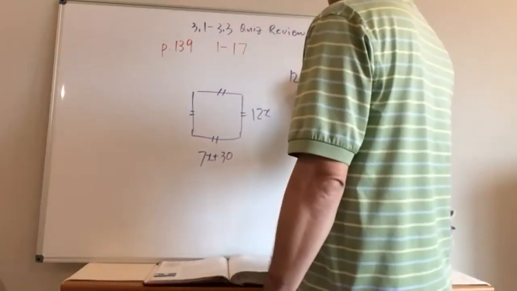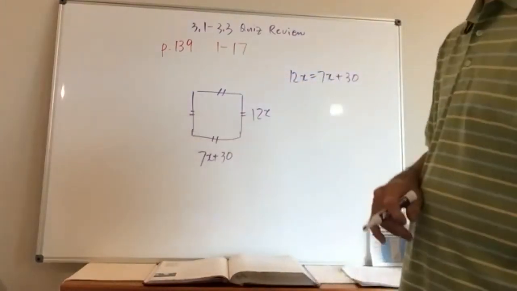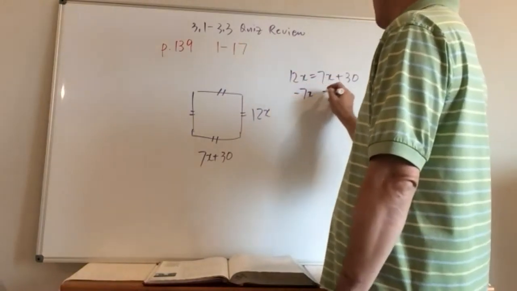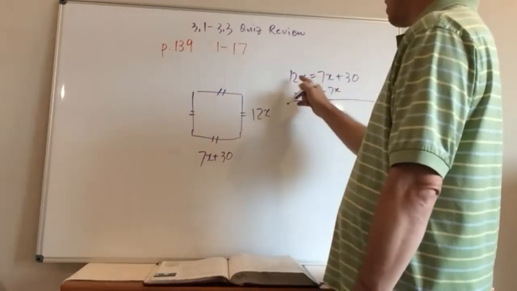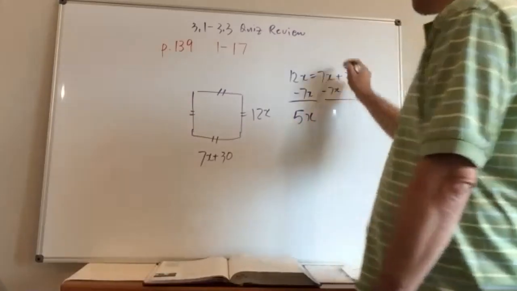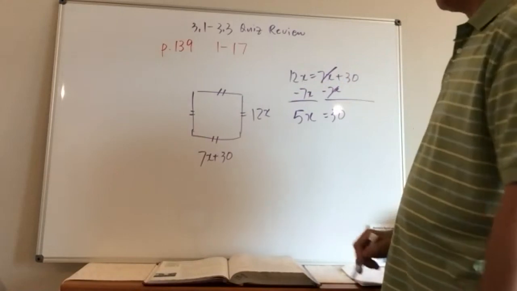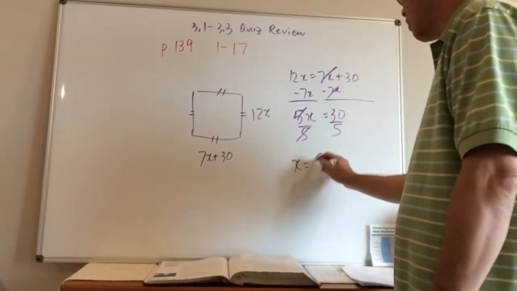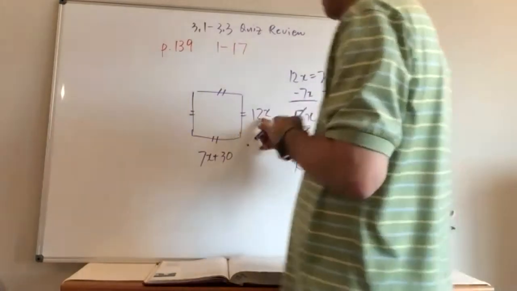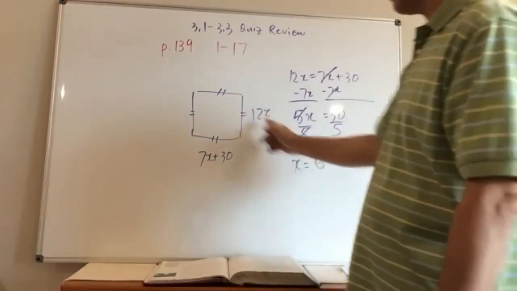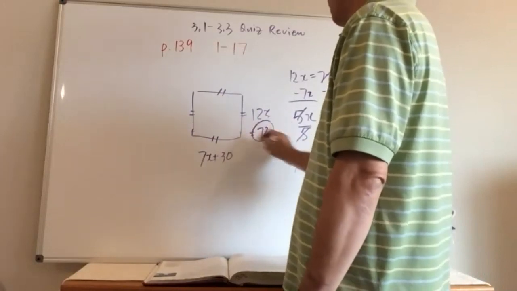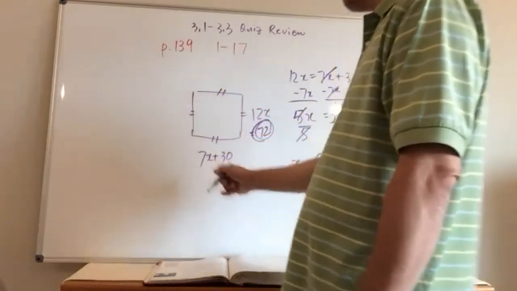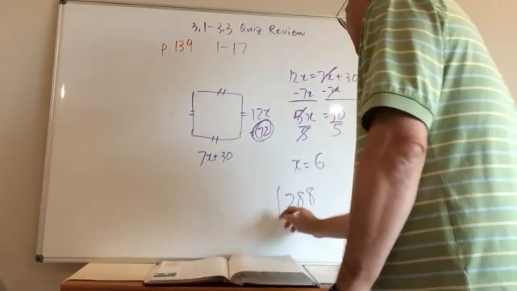So I can say that 12x is equal to 7x plus 30. I have to solve for x here. I have 12x here and 7x here, so I'm going to subtract 7x from both sides. I get 12x minus 7x, which is 5x. 7x and 7x cancel out, and that is equal to 30. So I divide both sides by 5 now. This 5 goes away. I get x is equal to 30 divided by 5, which is 6. So I put this in here, since this is 12x. When x is equal to 6, I get 12 times 6, which is 72, which means that all of these sides are going to be 72. So you can have 72 plus 72 plus 72 plus 72. That's going to be 288 if I add them all together.